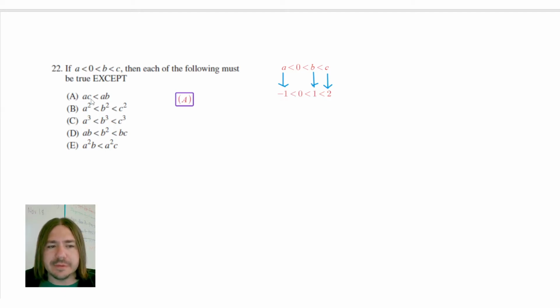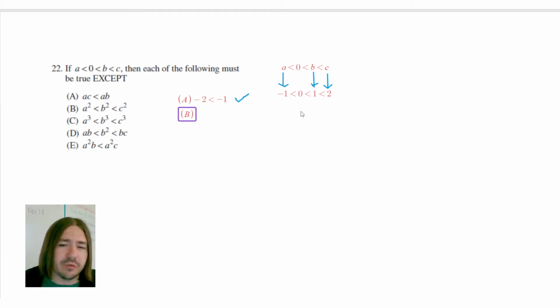So the first one says A times C, so that'd be -1 times 2, which would be -2, is less than A times B, -1 times 1, so it'd be -1, and that is true. -2 is smaller than -1, so it doesn't look like A is going to be our answer choice. B says A squared is less than B squared is less than C squared. So A squared, -1 squared would just be 1. B squared is 1 squared is 1, and then 2 squared is 4. And this is not true because 1 is not less than 1. So this one doesn't have to be true. So it's looking like that's going to be our answer.